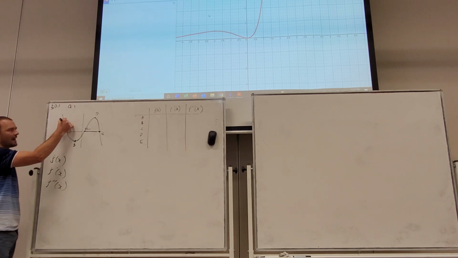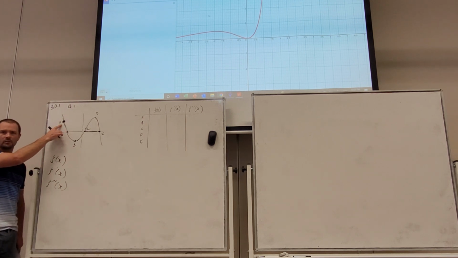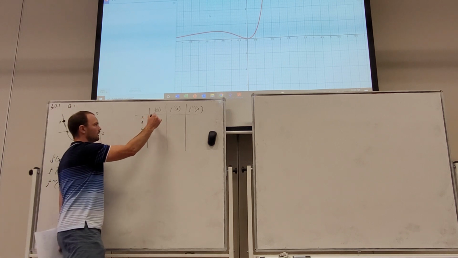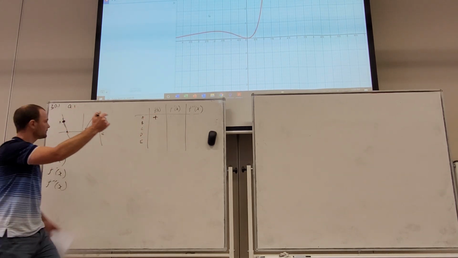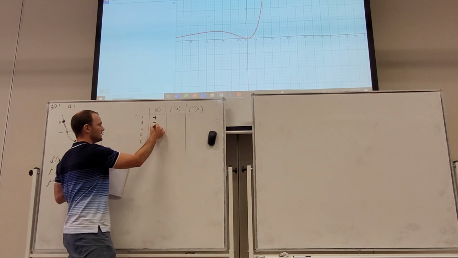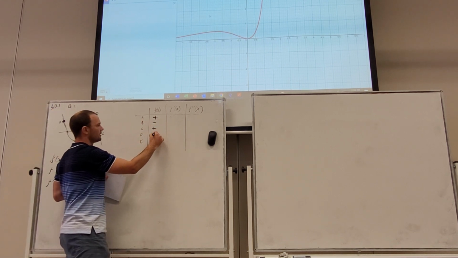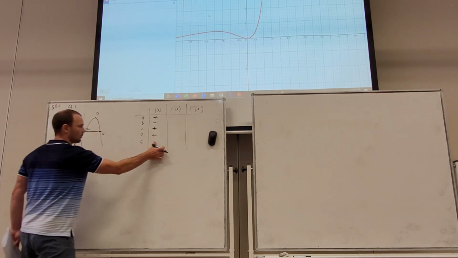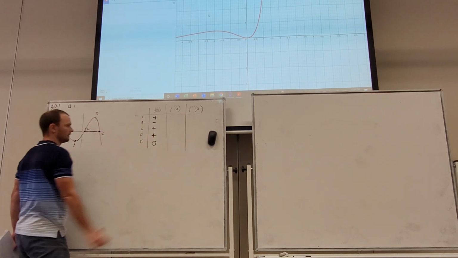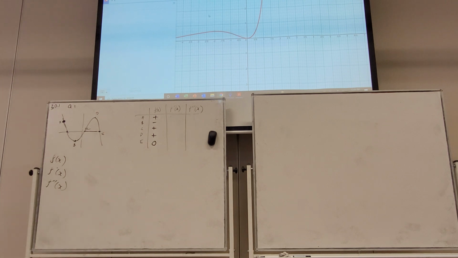So if we look at point A, the y value is positive. If we look at point B, the y value is negative. Point C, positive. Point D, positive. And point E, negative. We're just saying, when is it positive? When is it negative? When is it 0? What's the y value at those points?